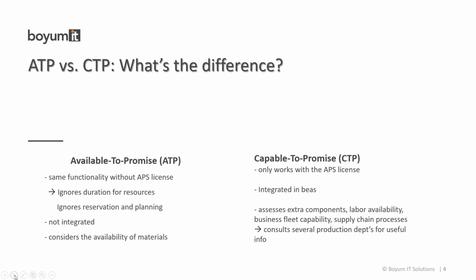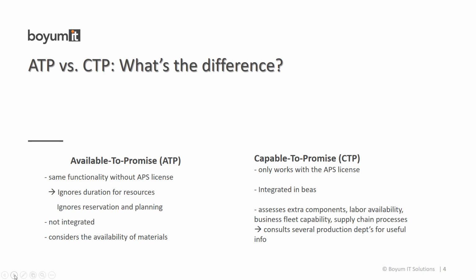So what is the difference between available to promise and capable to promise functions? Currently, we have no ATP function. In ATP, we ignore the duration time for resources too. It is our plan for the future to deliver ATP as well. CTP only works with the APS license. The ATP can deliver the same functionality without the APS license. This makes sense because if you don't work with APS, you can ignore the reservation and planning.